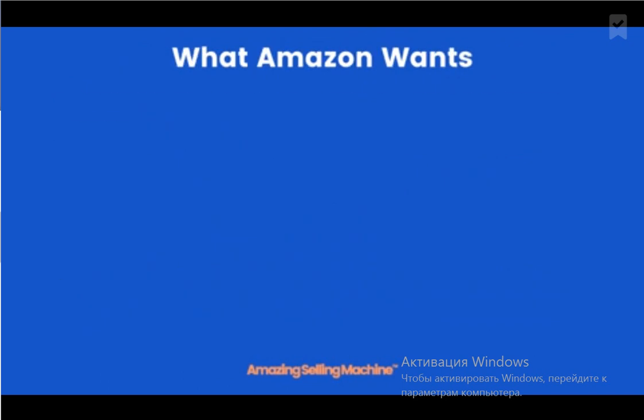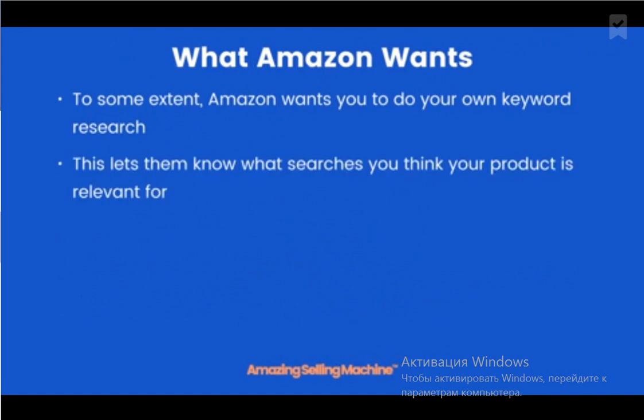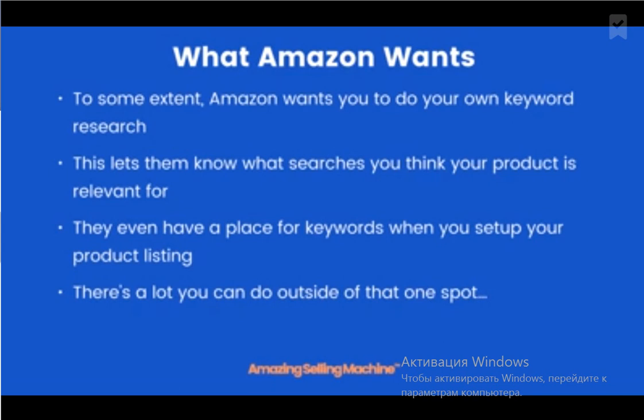So what Amazon wants. To some extent, Amazon wants you to do your own keyword research. This lets them know what searches you think your product is relevant for. They even have a place for keywords when you set up your product listing, and we will look at that later. However, there's a lot you can do outside of that one spot. And also, we are going to be concentrating on trying to give Amazon exactly what Amazon wants.